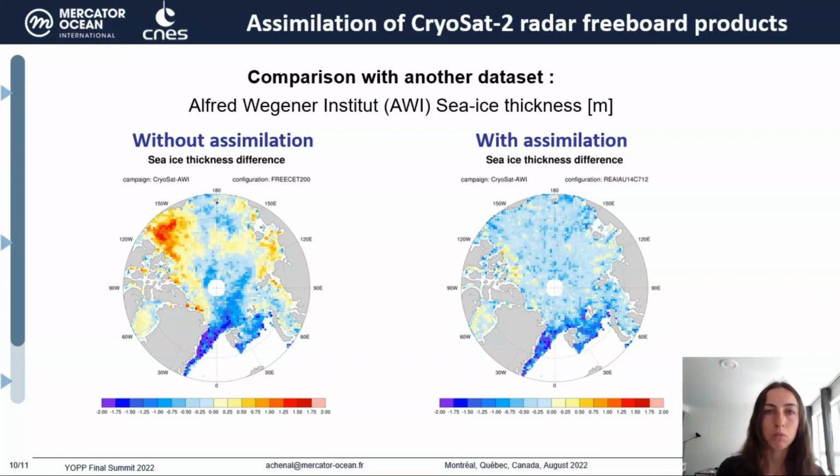The maps present the difference between the sea ice thickness of the model and the one from the AWI product. It is striking that the assimilation corrected most biases, especially in the Beaufort Sea, in the north of Canada, and in the Siberian seas. There is still, however, a negative bias at the east of Greenland and near the Atlantic Ocean that could not be corrected by the assimilation.